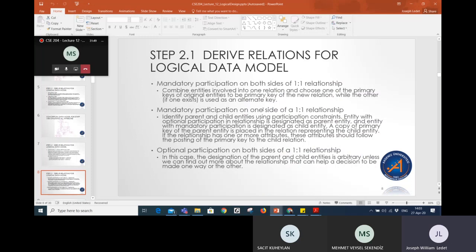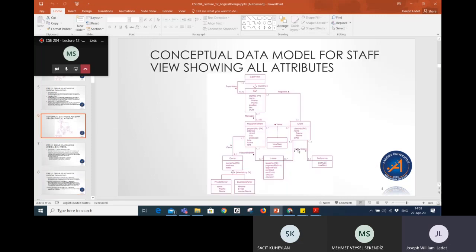Okay, the entity with the optional participation is designated as the parent, and an entity with mandatory participation is the child. So a copy of the primary key of the parent is placed into the relation representing the child. What that means is if over here we had a client could or could not have a preference, if they do, all right, if a preference exists, it must have a client.